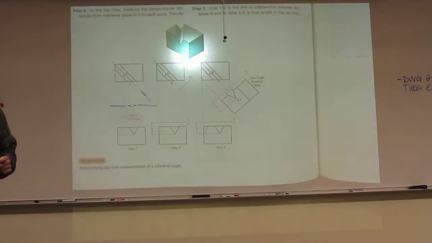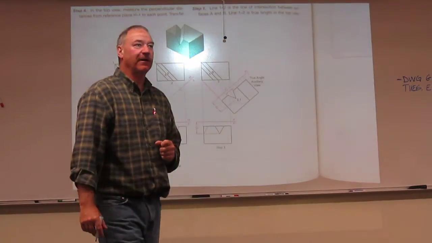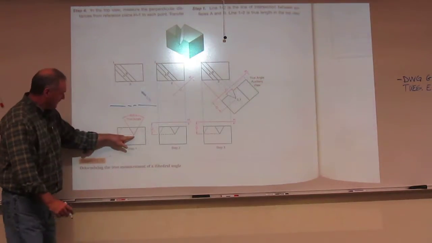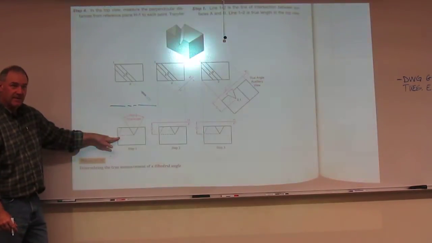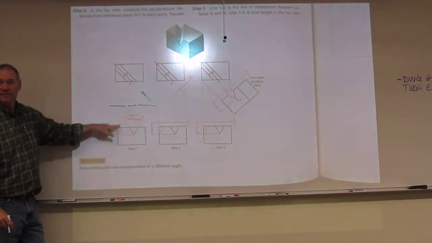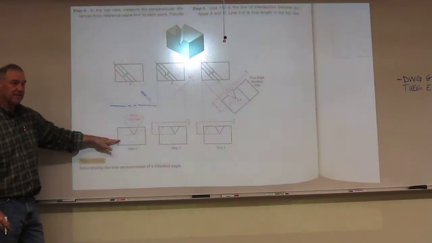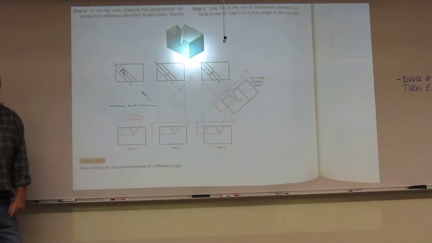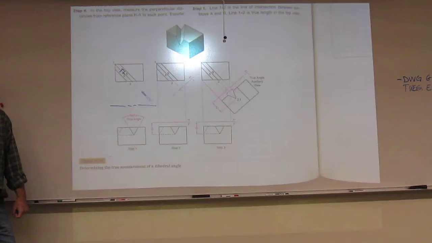Line appears true size and shape in the viewing plane parallel to it. Okay. So if I look at this line, is it parallel to this fold line? It is. Guess what? That means that line has to be true length right there. Has to be, because it's gone through law 1.